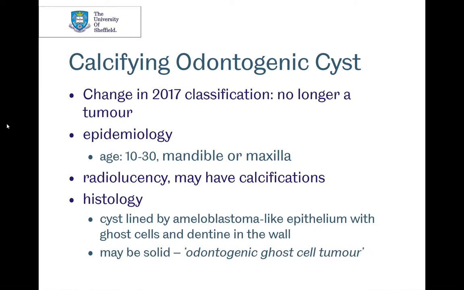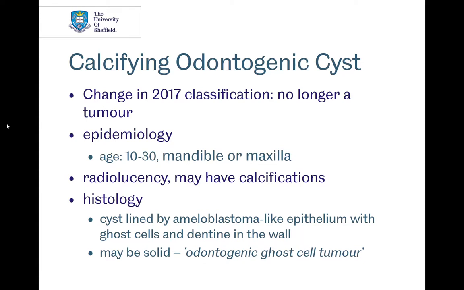Lastly, the calcifying odontogenic cyst. Again, this was a cyst which was somewhat controversial because in the 2005 WHO classification, it was classified as a tumour. But it has now come back into the cyst classification in the most recent WHO classification, the calcifying odontogenic cyst. These tend to occur in younger patients, can occur in either the mandible or the maxilla, and the thing, as you would imagine from the name, is that they contain calcification, so there will be radiopacity within the cyst.